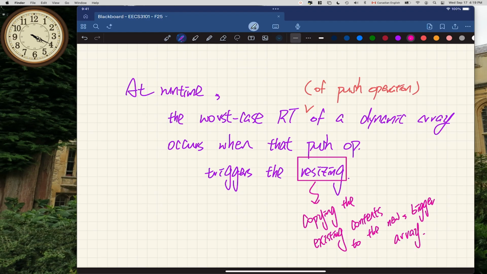So we talk about worst case running time. However, we don't really want to just consider the worst case, because worst case only talks about certain push operations, which do not happen that often. So if you think about it, let's say the initial size of the dynamic array is only 5.